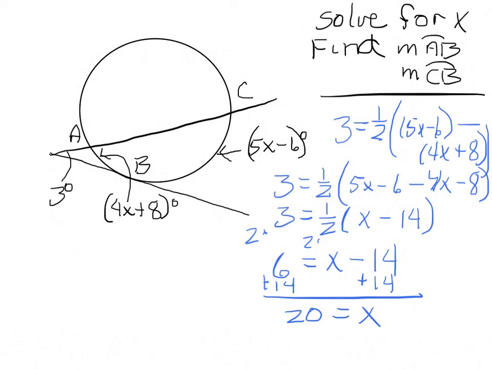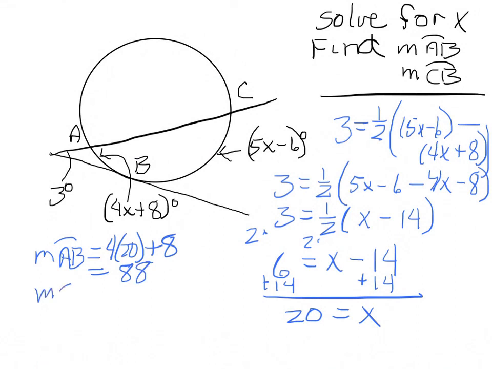So now that we know that x is 20, now we can find the measure of the two arcs. So the measure of arc AB is equal to 4 times 20 plus 8, which is equal to 88. And the measure of arc CB is equal to 5 times 20 minus 6, which is equal to 94 degrees.